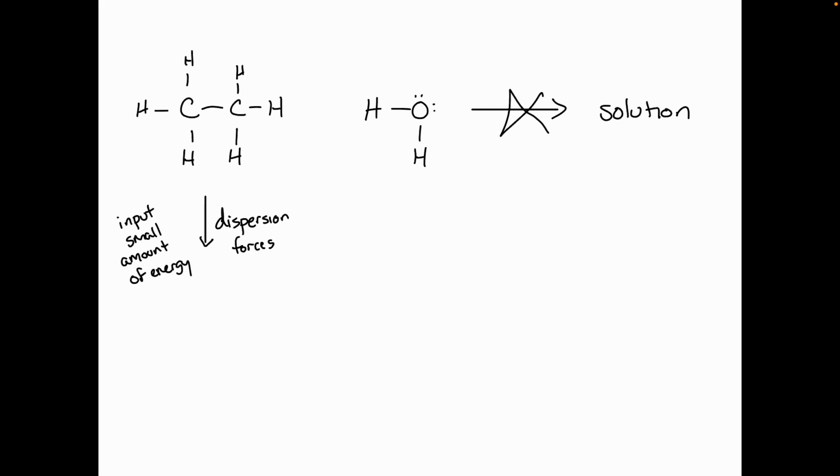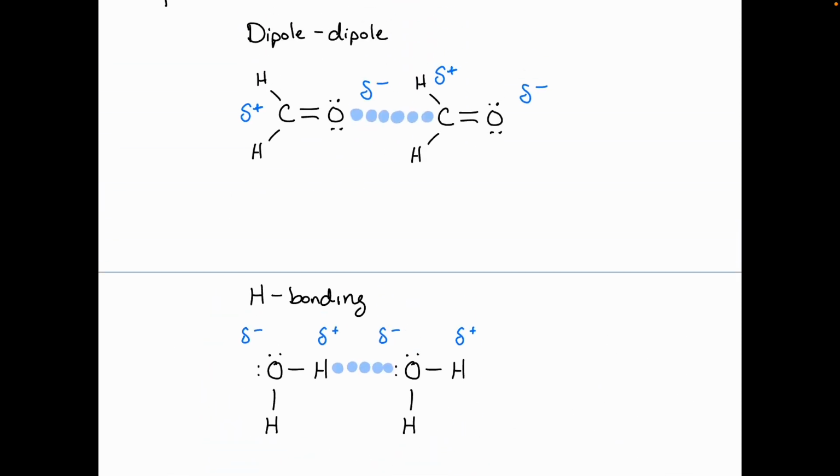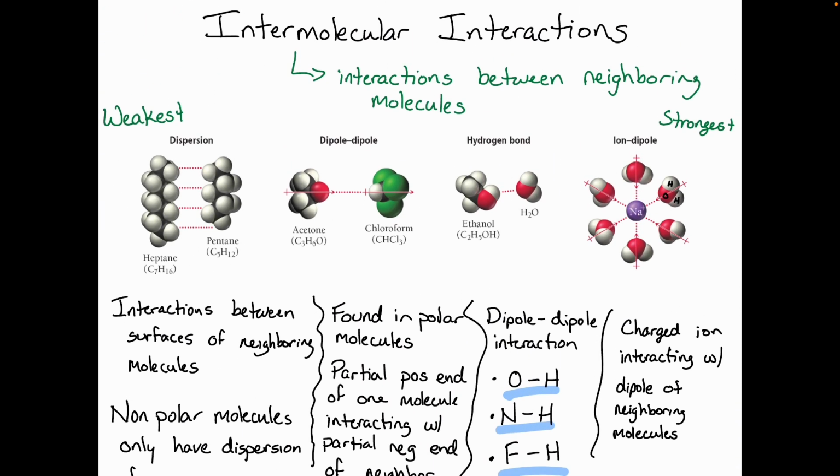Okay? Now I have my solvent, my water molecules. Actually, let's be good. This is my solute. This is my solvent. Again, I got to break those interactions between my solvent molecules. I got to make room for that solute in my solution. What are the strongest type of intermolecular interactions present in my water solvent? Let's look back. What are the strongest intermolecular interactions between neighboring water molecules?